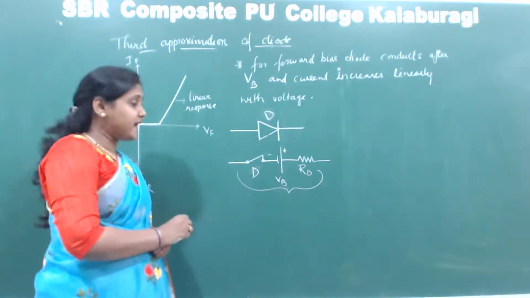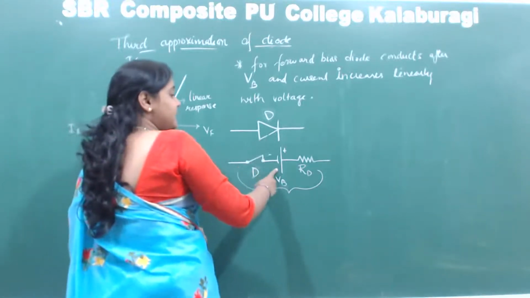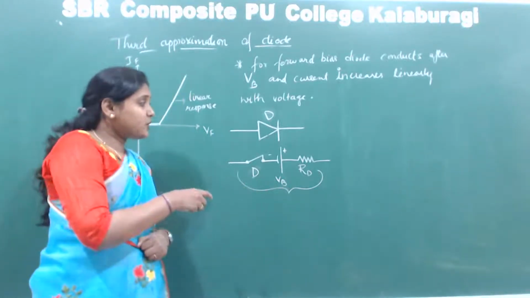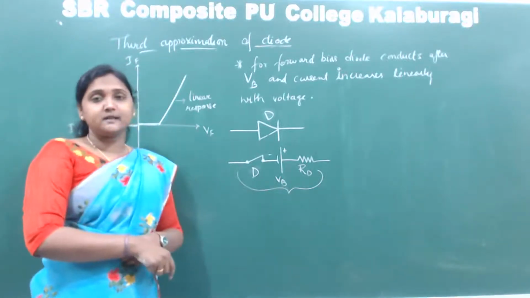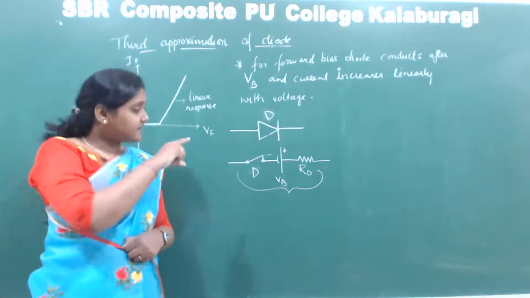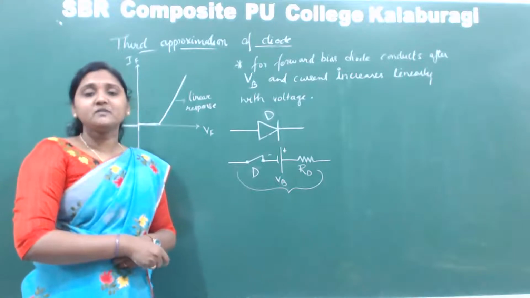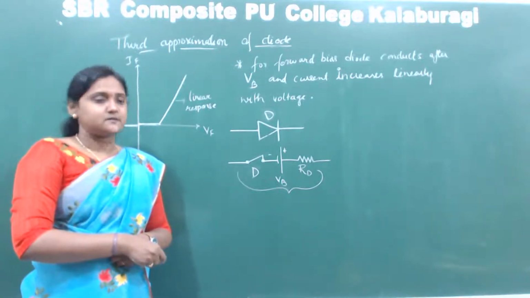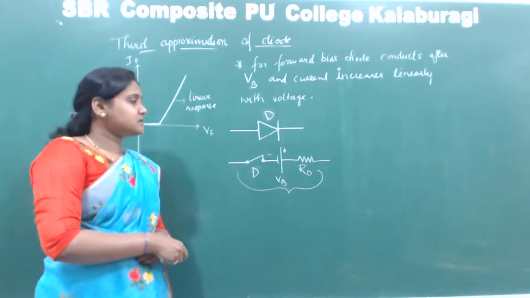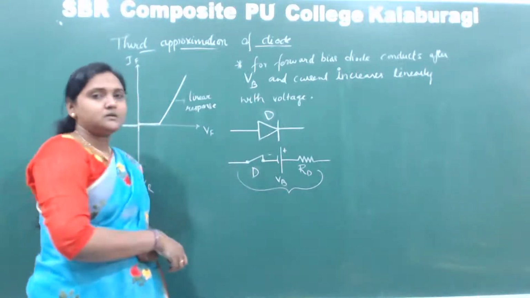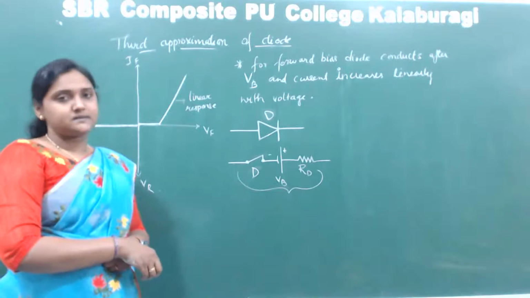The diode is acting as a switch, the diode is acting as a barrier potential, the diode is acting as a resistor. Physically, these components are not connected inside the diode. The diode itself is acting like a switch, a barrier potential, and an internal resistance. This is called the internal resistance of the diode. It is also called the diode resistance.